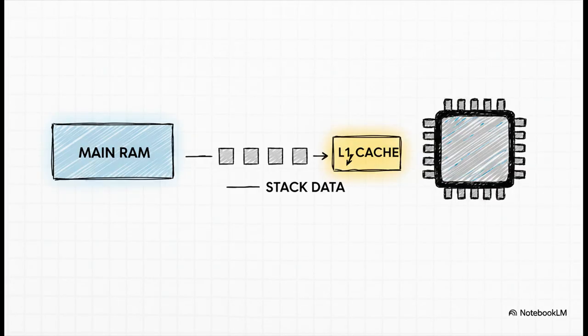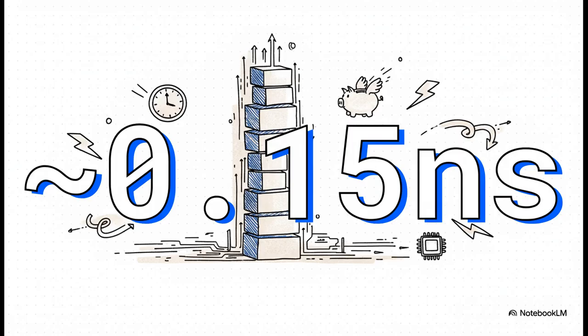But here's the stack's real secret weapon, the thing that makes it so fast. It's all about how it works with the CPU. Because all the data for a function is packed together nice and tight, it's almost always sitting in the CPU's super fast L1 cache. That means no slow, painful trips out to main RAM. And what does that efficiency look like? Well, a stack allocation takes about 0.15 nanoseconds. Let that sink in. It's so fast, it is, for all practical purposes, completely free.